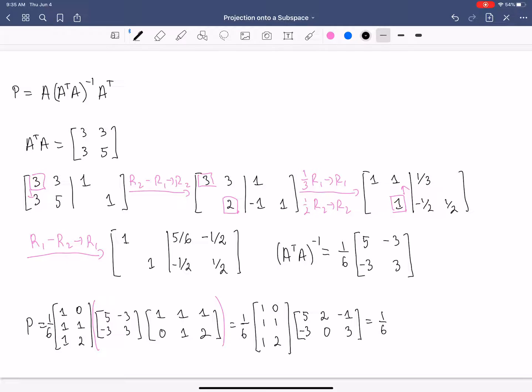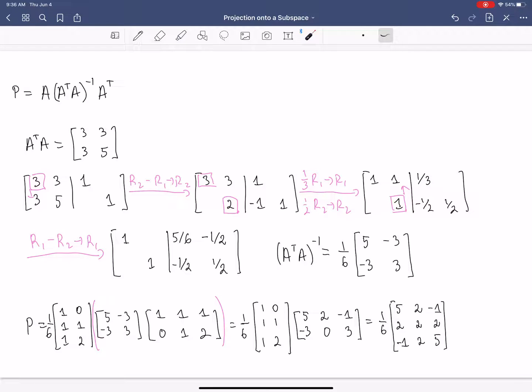That equals 1/6 times, now we're going to get a 3 by 3 matrix. However, that matrix is going to have rank 2. 1, 0 times 5, negative 3 is a 5. 1, 0 times 2, 0 is a 2. Then we have negative 1. Then we have 5 minus 3. Then we have a 2. And this matrix better be symmetric. Negative 1 plus 3 is a 2. 5 minus 6 is a negative 1. Then we have a 2. And then we have negative 1 plus 6, which is a 5. So we get a symmetric matrix.